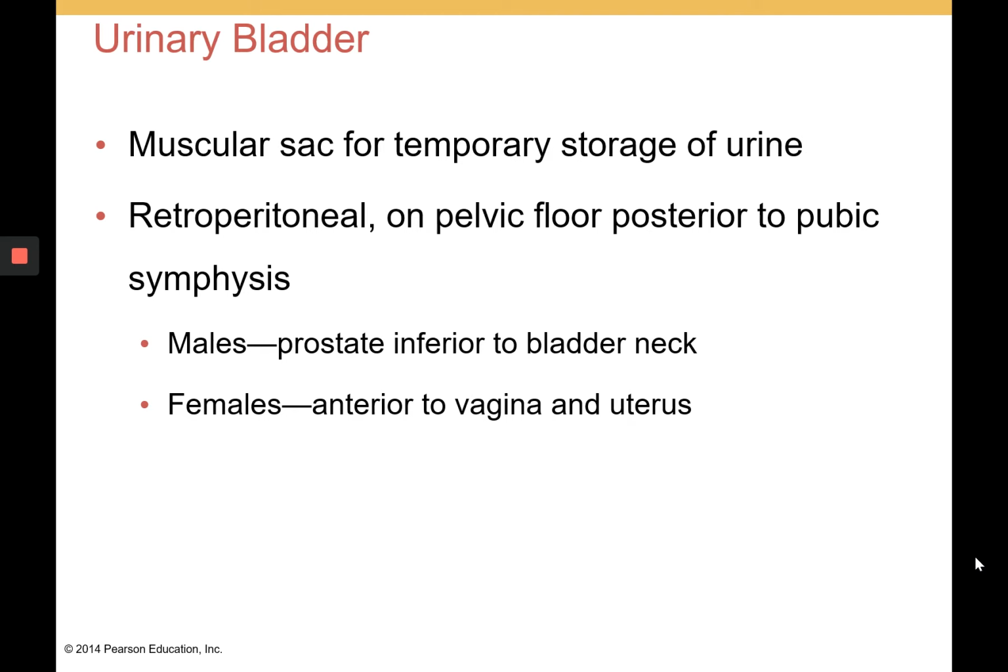Next, we want to look at the urinary bladder. The urinary bladder is a muscular sac for temporary storage of urine. Again, temporary. It is also retroperitoneal. Its pelvic floor is posterior to the pubic symphysis, so it sits behind that fibrocartilage that is the connection of the two pubic bones anteriorly. In males, the prostate is going to be inferior to the bladder neck, whereas in females, the bladder will be anterior to the vagina and the uterus.